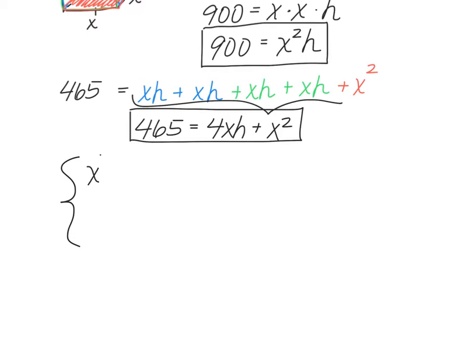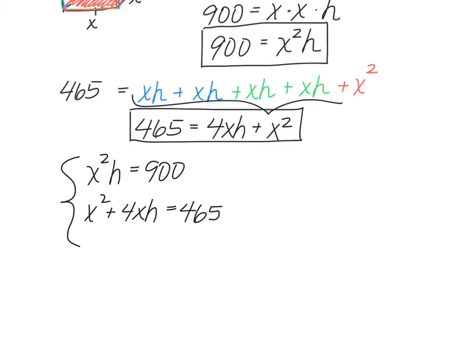Our first equation is x squared times h equals 900. And then my second equation, I'm going to just reorder it. I'm going to write the x squared term first, which would be x squared plus 4xh is equal to 465. This is ultimately the system of equations that we are now trying to solve.